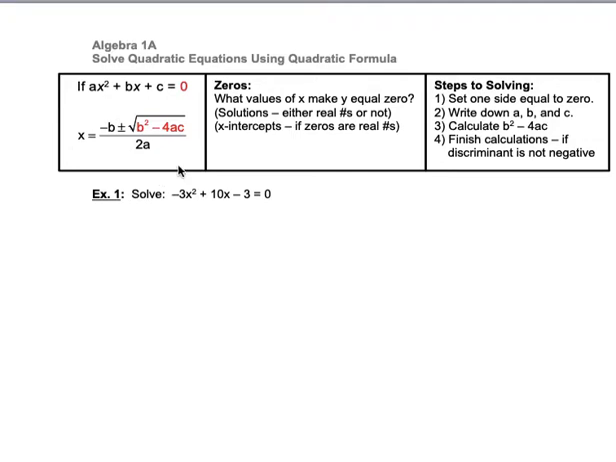In this lesson, you will be learning to solve quadratic equations using the quadratic formula. And this is the quadratic formula right here. We can only use it if a quadratic equation, or a degree 2 equation, is set equal to 0.